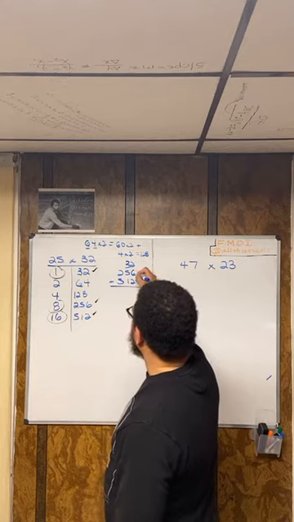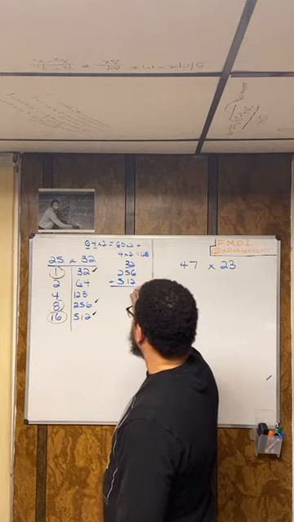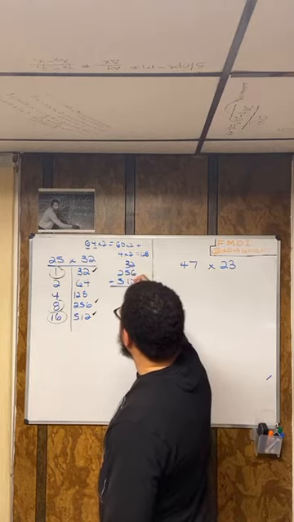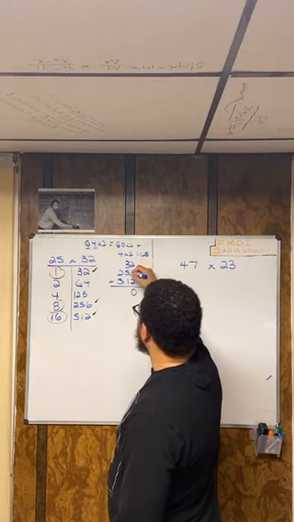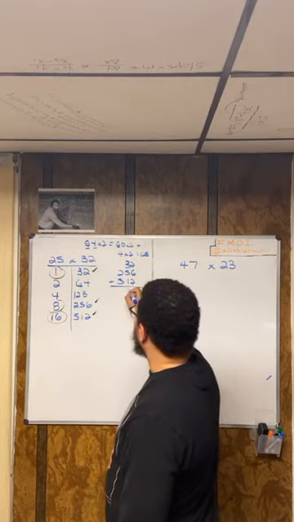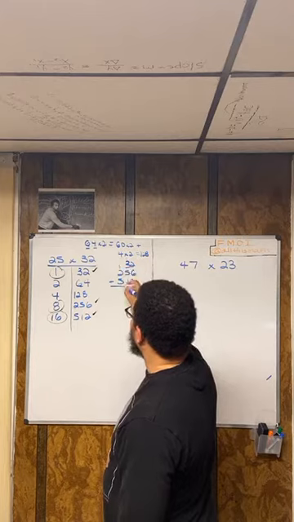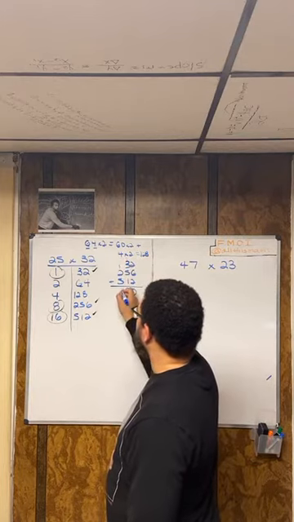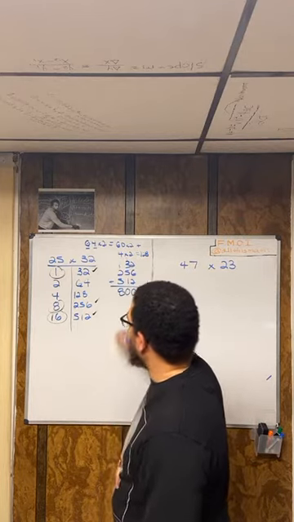So 2 plus 6 is 8, 8 plus 2 is 10. Write 0, carry the 1. 1 plus 3 is 4, 4 plus 5 is 9, 9 plus 1 is 10. 0, carry the 1. 1 plus 2 is 3, 3 plus 5 is 8. The answer is 800.